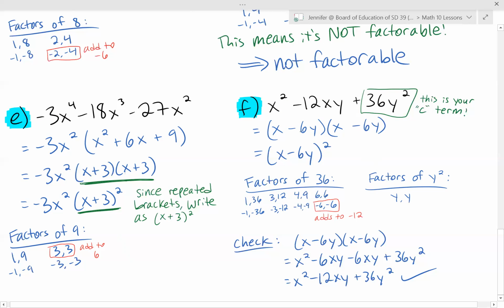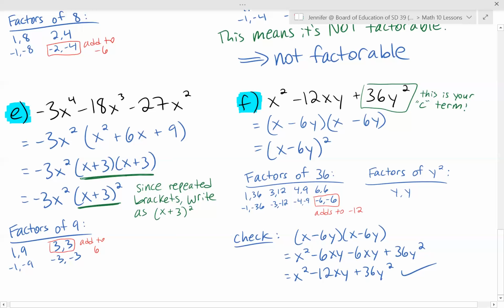Just like the last question, these brackets are repeated. So my final answer will be just one of the brackets and then squared, since they're the same thing. Because this question was a little more complicated, I did a check down here, got my answer, and then I'll expand it out to check that I've done it right. So we've got x squared minus 6xy minus 6xy plus 36y squared. When I collect my like terms, I've got my middle term of negative 12xy, which is what my original question was. So I know I've done this correctly.